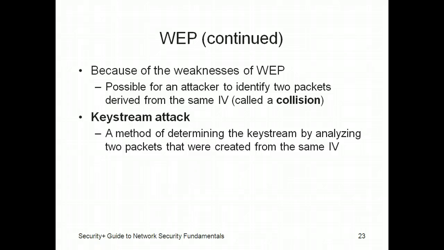Collisions happen fairly quickly with a 5-character password of all letters, like ABCDE. Within 10 seconds, not 7 hours, the IV is already repeated and a collision has occurred, because you only have 5 characters. There's only so much encryption you can do with ABCDE. Keystream attack: this is a method of determining the keystream by analyzing the two packets that were created that have the collision.